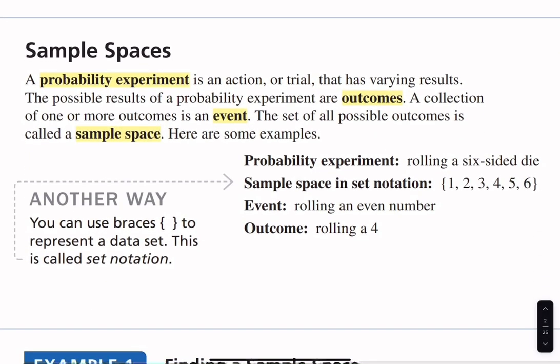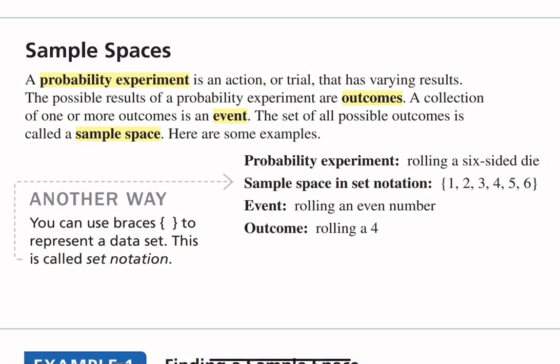Alright, so sample spaces, just to give you a little introduction. When we're talking about a probability experiment, we're talking about any action or trial that has varying results. So anything that you could do that could have multiple different results. The possible results of these are called outcomes, and a collection of one or more outcomes is an event. The set of all possible outcomes is called a sample space.